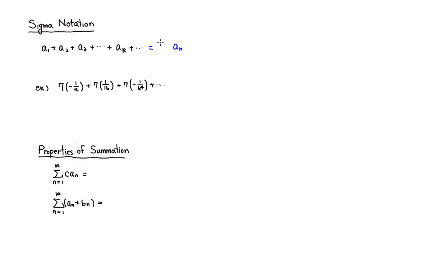So what you do is use this sigma, which stands for summation, and n goes from 1 to, in this case, it keeps on going forever, to infinity. If it ends at k or something like that, you put k on top. So this is called the sigma notation.